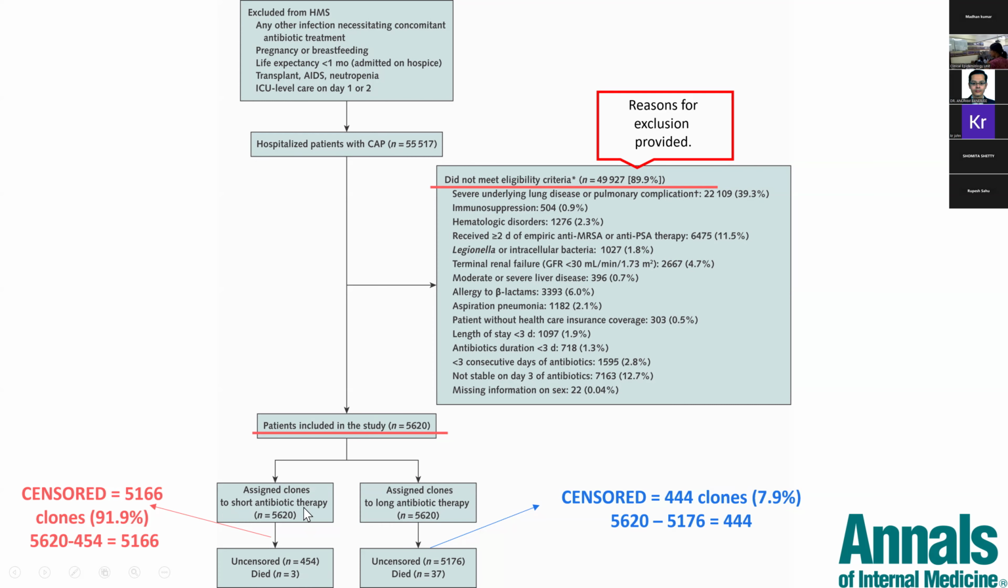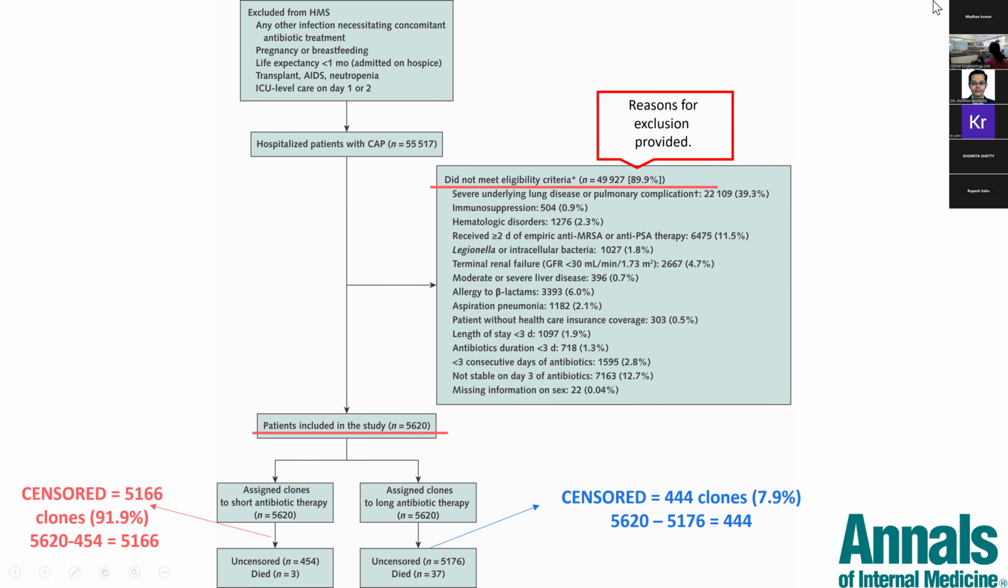454 were uncensored at the end of this, of which 3 had died. Again, 5176 were uncensored at the end of this arm, the long course arm, of which 37 died. So, the censored clones were 91% in the short course arm. This again comes back to our understanding that when lots of people continue one arm, lots of the opposite clone will be censored. So, look here, 91% were censored in this arm and only 7.9% were censored in this arm, which means there is a huge number of people who are taking.